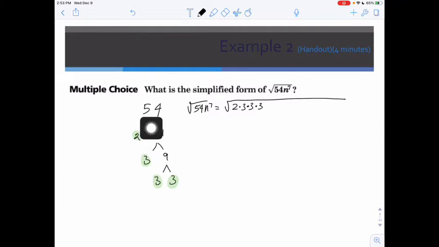So 54 is even, meaning we can divide by 2, which gives us 27. 27 is divisible by 3, and we have 3 times 9. 9 is 3 times 3. 2 and 3 are both prime, so we can't break these leaves down any further.